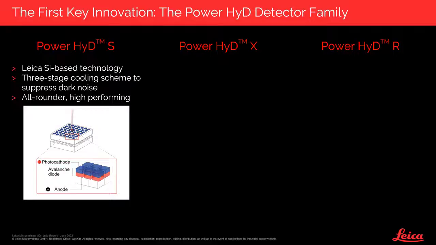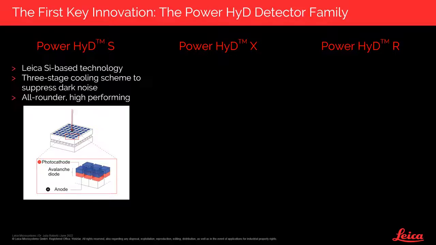Around this MPPC technology, we have engineered a unique concept to get superb image quality. We worked on a 3-stage cooling scheme to suppress dark noise and on the optomechanical design to ensure maximum photon collection. The Power ID-S can operate in analog and in photon counting mode, and it is our all-round high-performing detector.